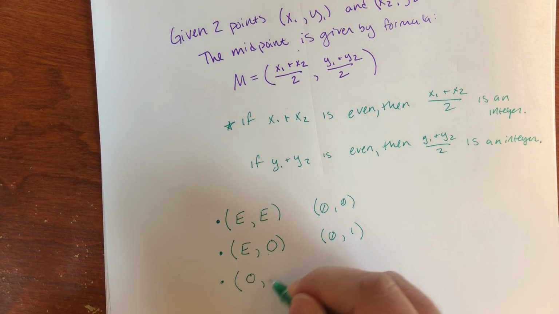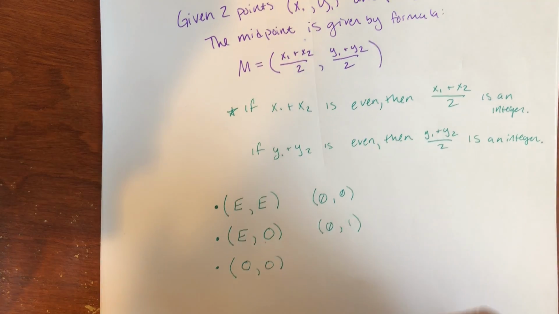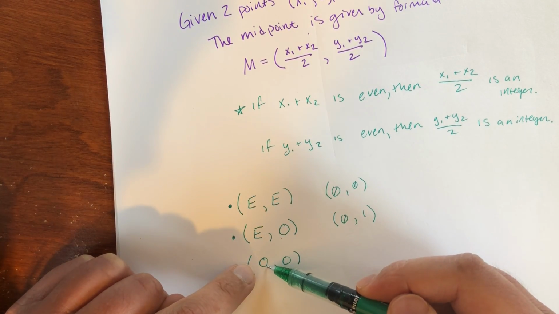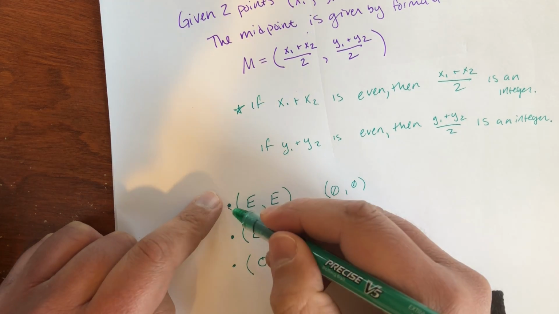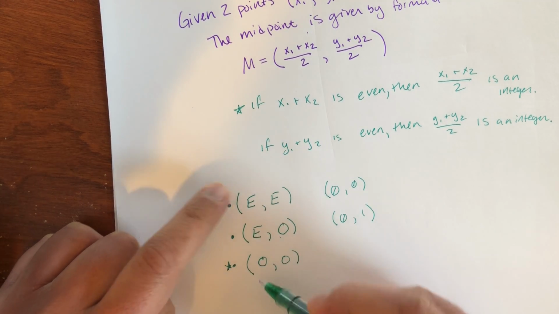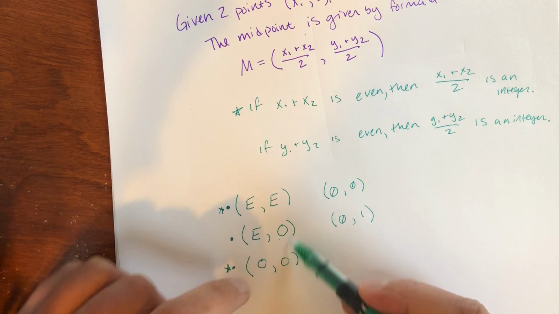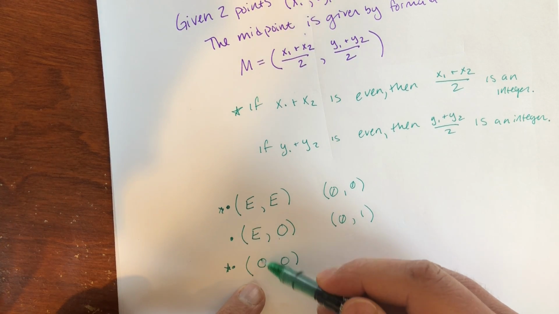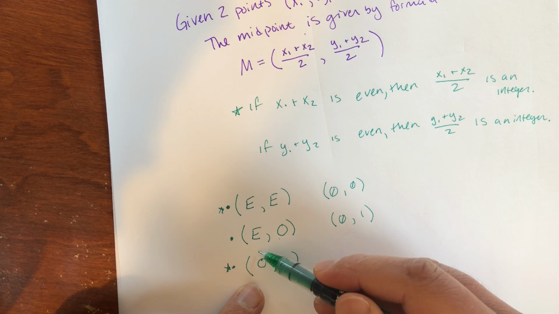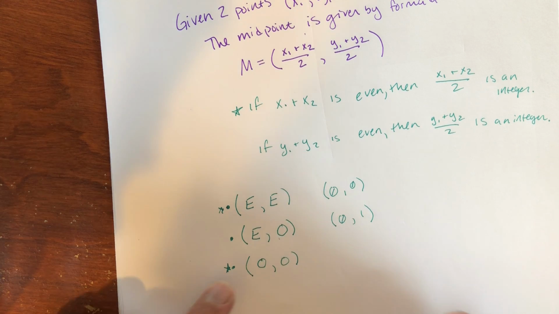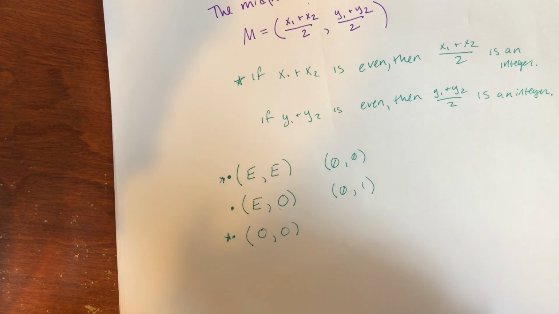So if we had an odd and an odd, then an even plus an odd gives you an odd number, which means your x-coordinate of the midpoint between these 2 points would not be an integer, which is good. And in the second case, an odd plus an odd isn't even, but an even plus an odd is odd. And so the x-coordinate for the midpoint between these 2 points is also not going to have integer coordinates.